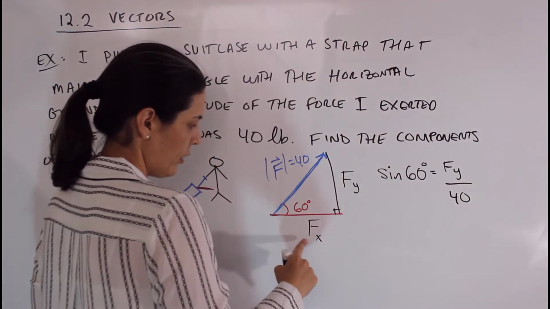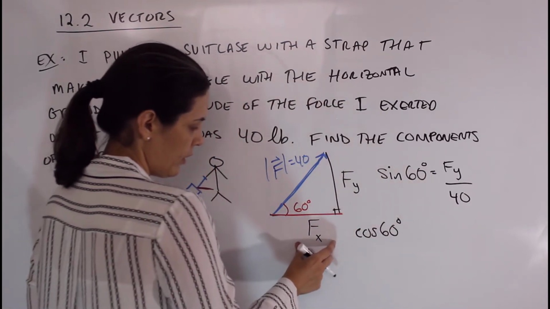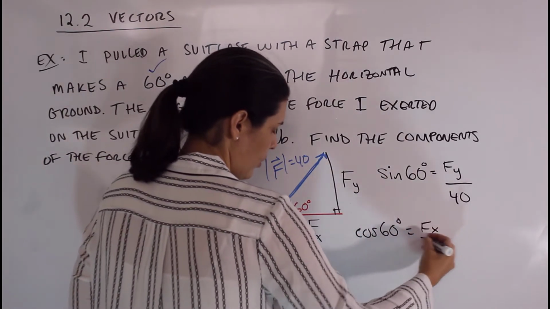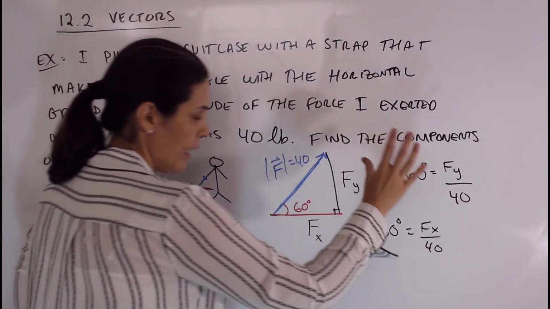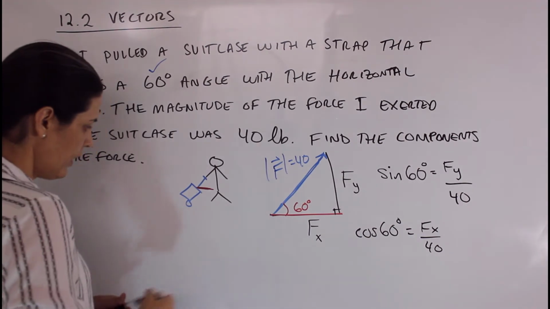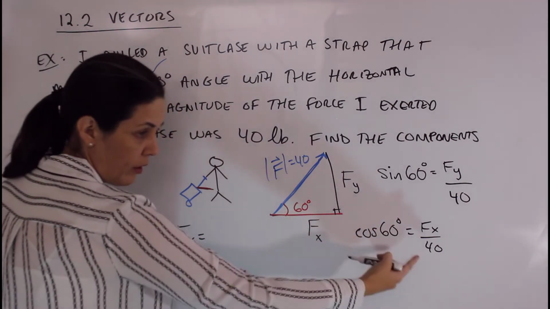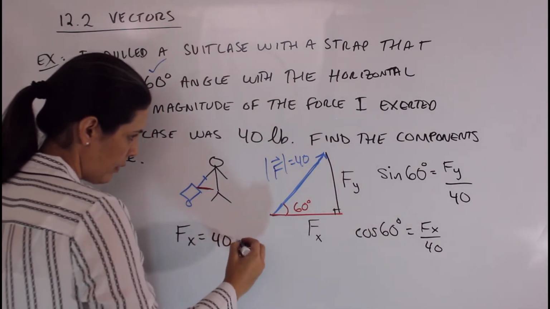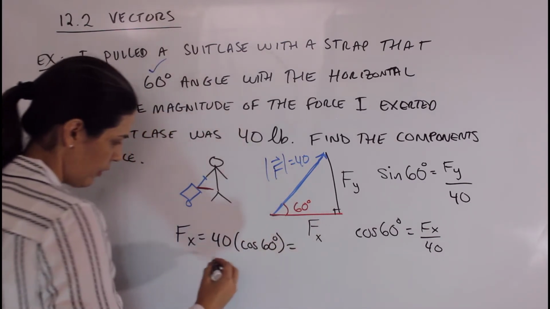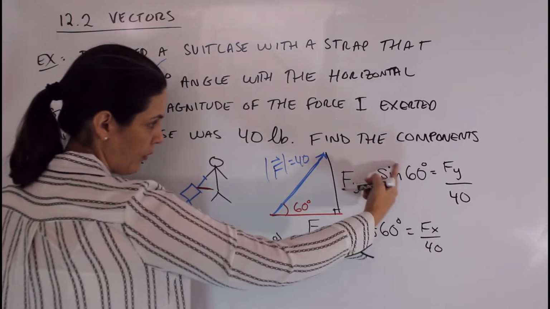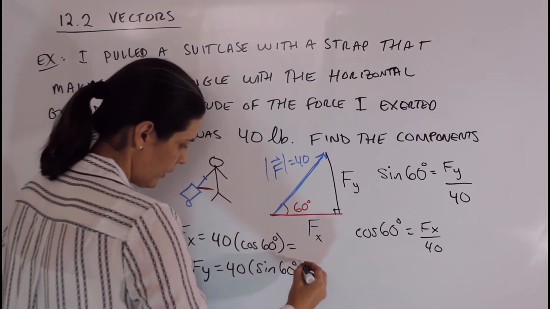And then my horizontal component, well, that's going to be cosine. So cosine of 60 is going to be this horizontal piece, which is F sub x, over the hypotenuse, which is 40. And so if I were to solve for the horizontal and vertical components, I get that the horizontal component is, multiplying by 40 here, 40 times cosine of 60 degrees. And then the vertical component is, multiplying by 40 there, 40 times sine of 60 degrees.